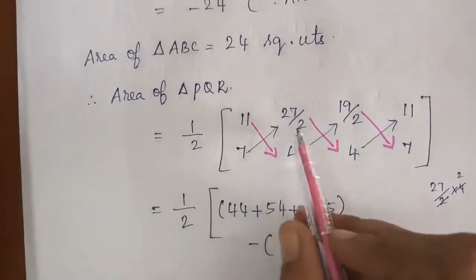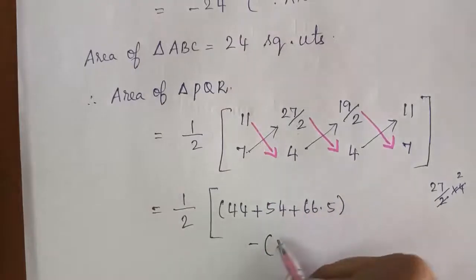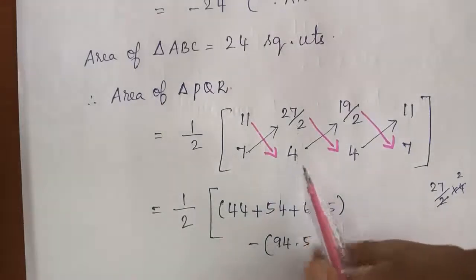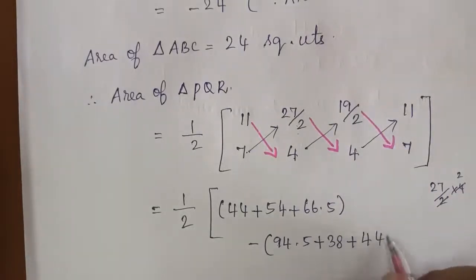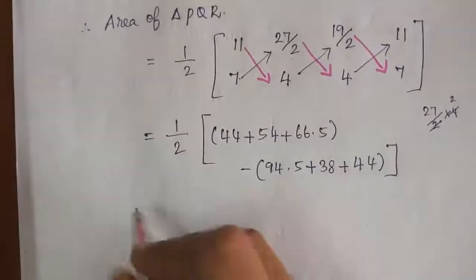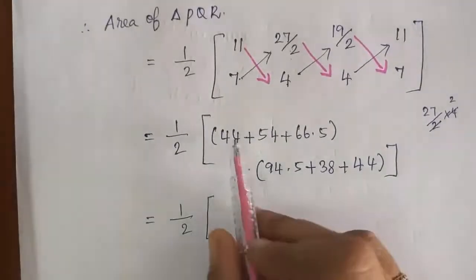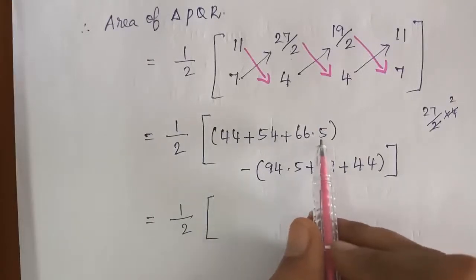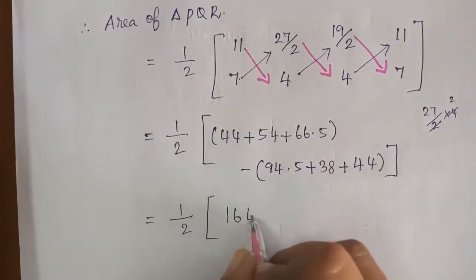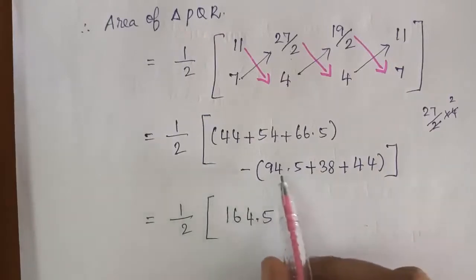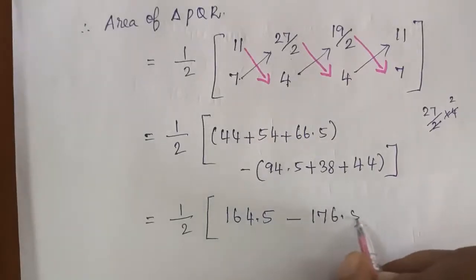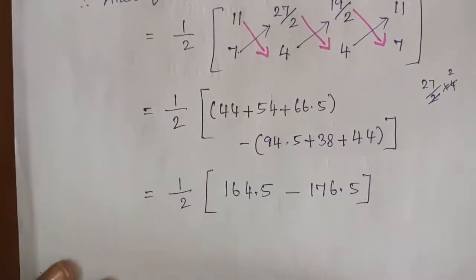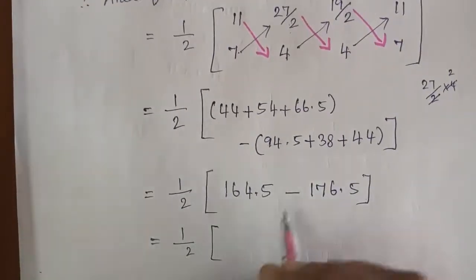So 7 into 27 by 2 is nothing but 94.5, plus 4 into 19 by 2 is 38, plus 4 into 11 is 44, which is equal to 1 by 2 into 44 plus 54 plus 66.5, which is nothing but 164.5, minus 94.5 plus 38 plus 44, which is 176.5. If you subtract, you get 1 by 2 of the bigger sign is negative, minus 12.